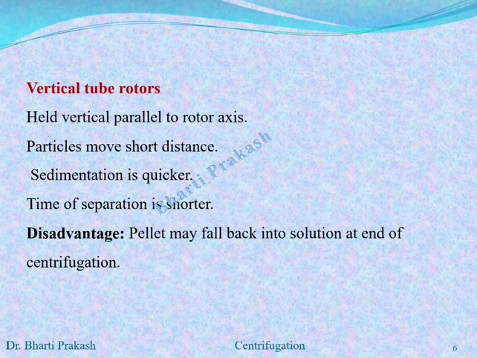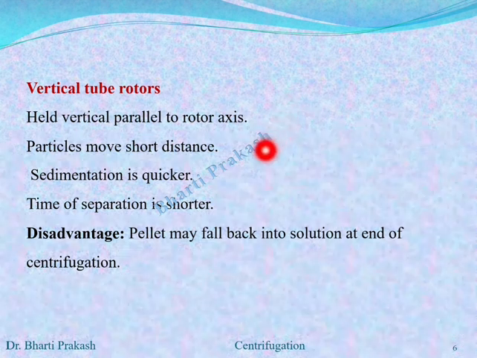The second is the vertical tube rotors, which are held vertical or parallel to the rotor axis. These rotors too have small holes within their body in which one can slide the centrifuge tubes. However, these holes lie parallel to the rotor shaft and not at an angle as in the fixed angle rotors. As the rotor accelerates and centrifugal field is applied, the solution within the tube reorients through 90 degrees.